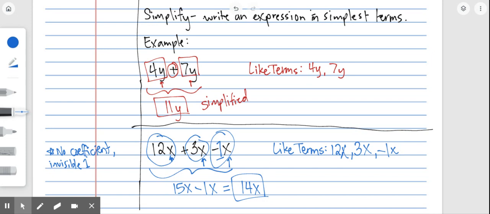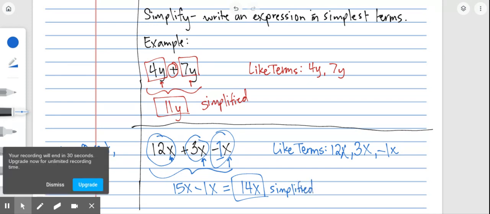So this again is my simplified expression because I combined the like terms and I made it smaller. Originally I had 3 terms and now I just have 1 term. In the next video we're going to do a few more examples.